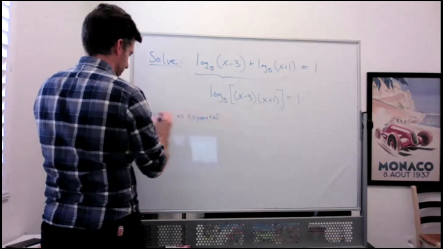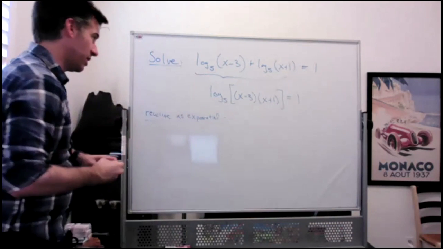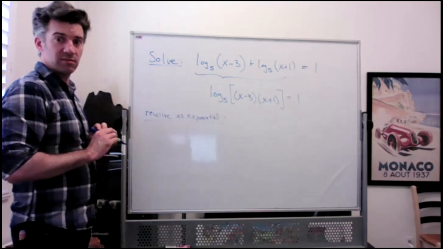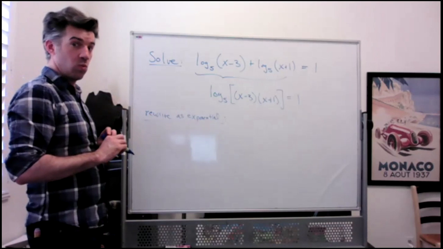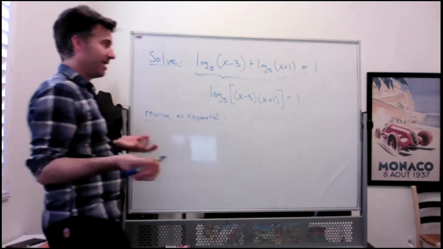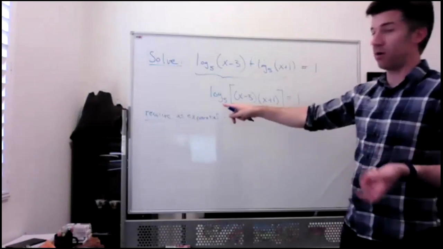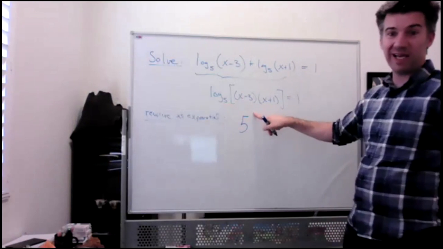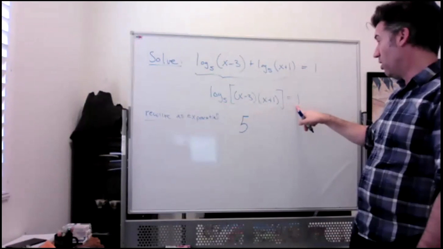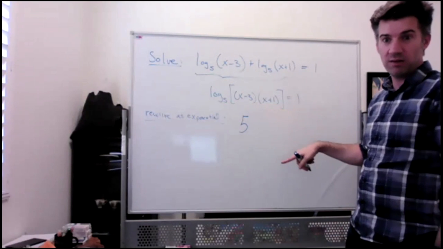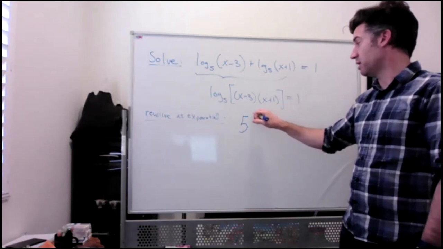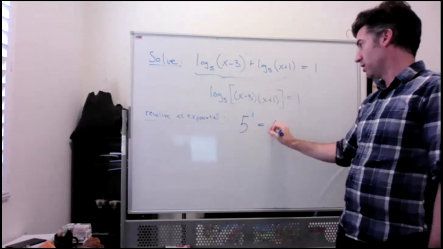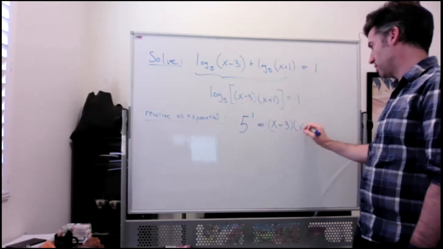All right, so let me ask you guys. For this exponential equation I'm about to write, what's my base? Yeah, right. And we say it every time we read it, right? It's log base 5 of x minus 3 times x plus 1 equals 1. So my base is 5. What's my exponent? Is it 1 or is it x minus 3 times x plus 1? It is 1. And then it's equal to whatever is left inside the logarithm. It's equal to x minus 3 times x plus 1.